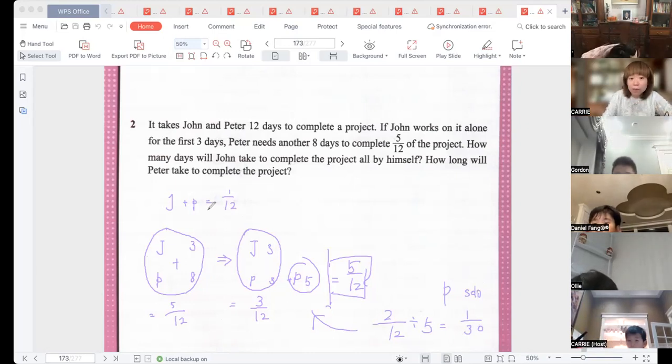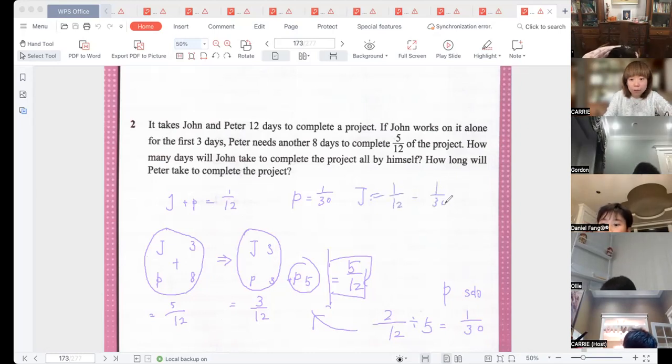So John and Peter together can finish 1/12. Peter by himself is 1/30. So John is what? It is 1/12 minus 1/30. Correct? So the answer is 10/120 minus 4/120 equals 6/120, which is 1/20. Get it?